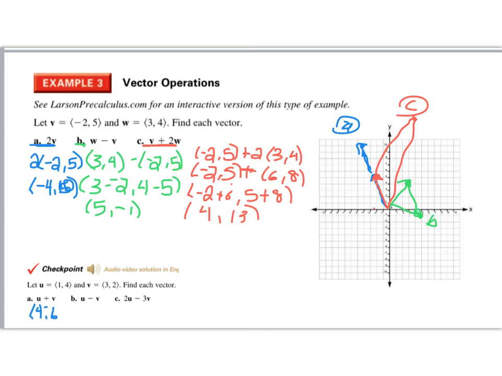So A is going to be 4, 6. B is going to be negative 2, 2. And C is going to be negative 7, 2. All right, let's move on to the next one.